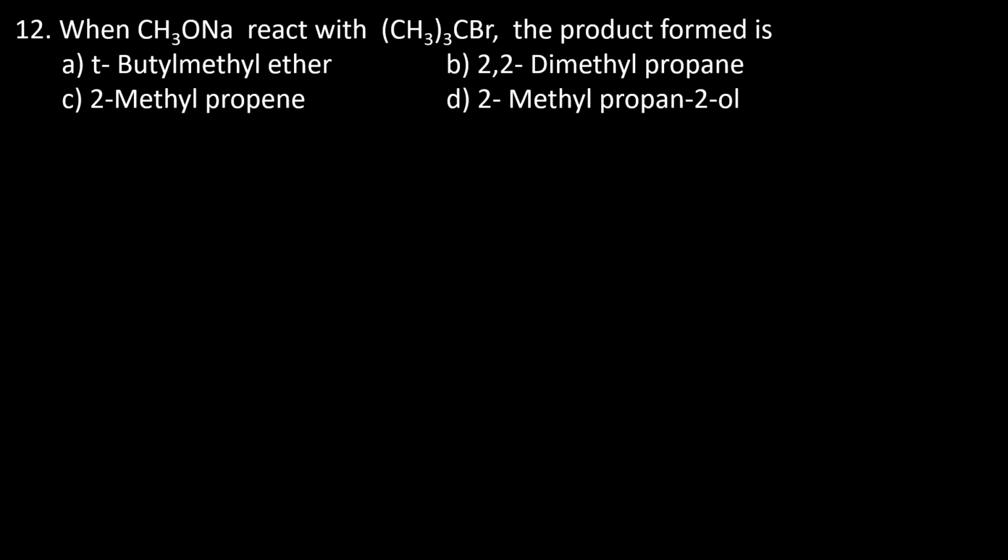Here, it is the third option that is the correct option, C option. 2-methylpropene is the correct option, because here the tertiary haloalkane is reacting with the sodium methoxide. So if the haloalkane is tertiary and the sodium alkoxide is the alkoxide of the primary alcohol, then it leads to a formation of the alkene. Elimination will take place, not the substitution.